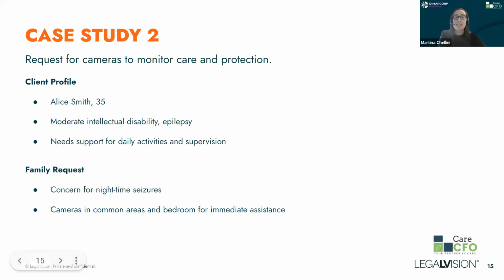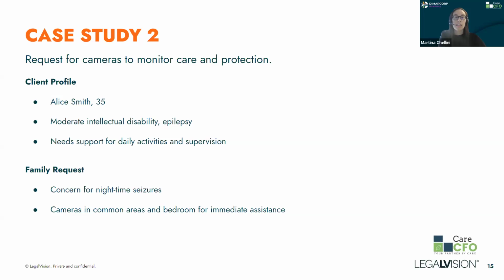So we encounter Alice Smith, a 35-year-old individual with moderate intellectual disability and epilepsy residing in a SIL facility. Alice's family, like many others, grapples with concerns about her safety, particularly during nighttime seizures. Their proposed solution? The installation of surveillance cameras within the SIL residence to monitor her well-being and ensure timely assistance if needed. As we navigate through the legal and ethical landscape surrounding this request, we encounter a myriad of considerations that warrant careful examination.